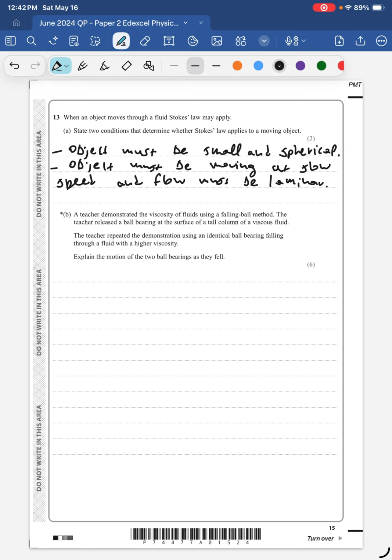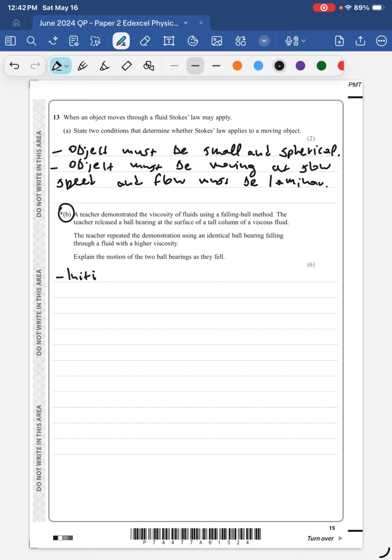B. A teacher demonstrated the viscosity of fluids using a falling ball method. The teacher released the ball bearing at the surface of a tall column of a viscous fluid. The teacher repeated the demonstration using an identical ball bearing falling through a fluid with a higher viscosity. Explain the motion of the 2 ball bearings as they fell. This is a 6-mark question, a star question, which means it's a long writing answer. You should provide about 5 to 7 sentences that describe the situation.